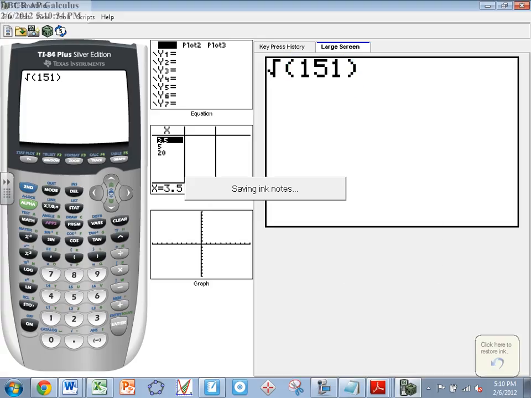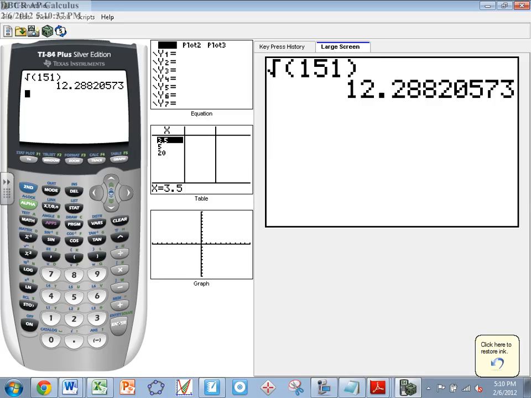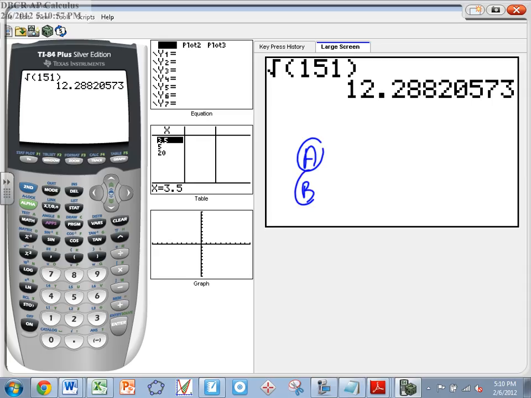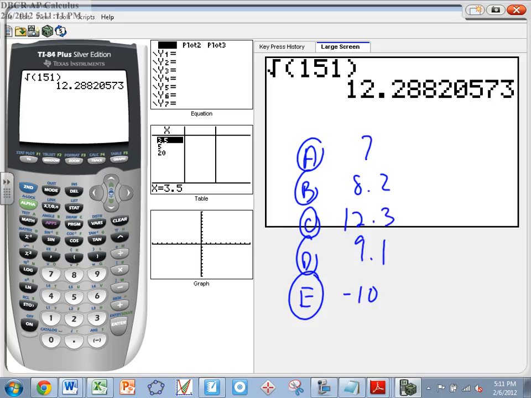Now again, I simply press enter, which is in the bottom right corner, and I see that my answer is 12.288, etc. Now, on the SAT exam, sometimes multiple choice answers will be left in radical form, so you don't have to estimate. Sometimes they'll have values that you have to estimate. So if you got your answer and it was radical 151, and your choices for A, B, C, D, and E were not radicals, right away you saw that your choices were 7, 8.2, 12.3, 9.1, and negative 10. Let's say those are my choices in the problem. Clearly, radical 151 isn't a choice, so you would have to estimate.